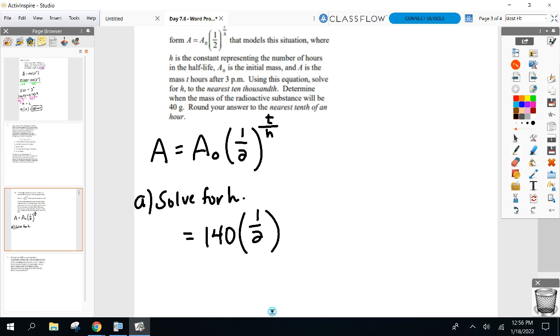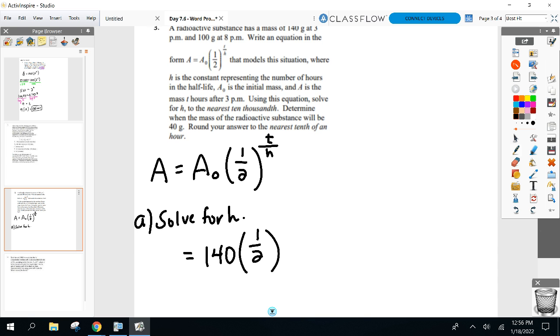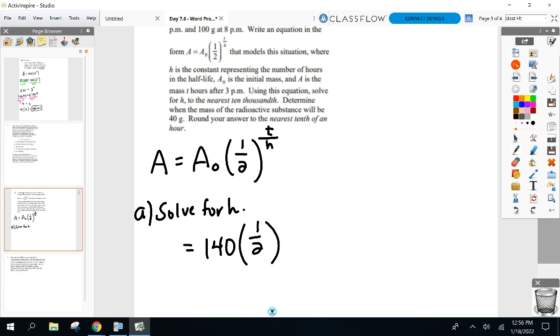A is the mass T hours after 3 o'clock. Do we know any other masses? I got the initial one, 140, and then what happened? It went down to 100 at 8 o'clock. I'm not going to plug 8 in for T. T, read it again. T is the hours after 3. So what am I going to plug in for T? 5 over h.